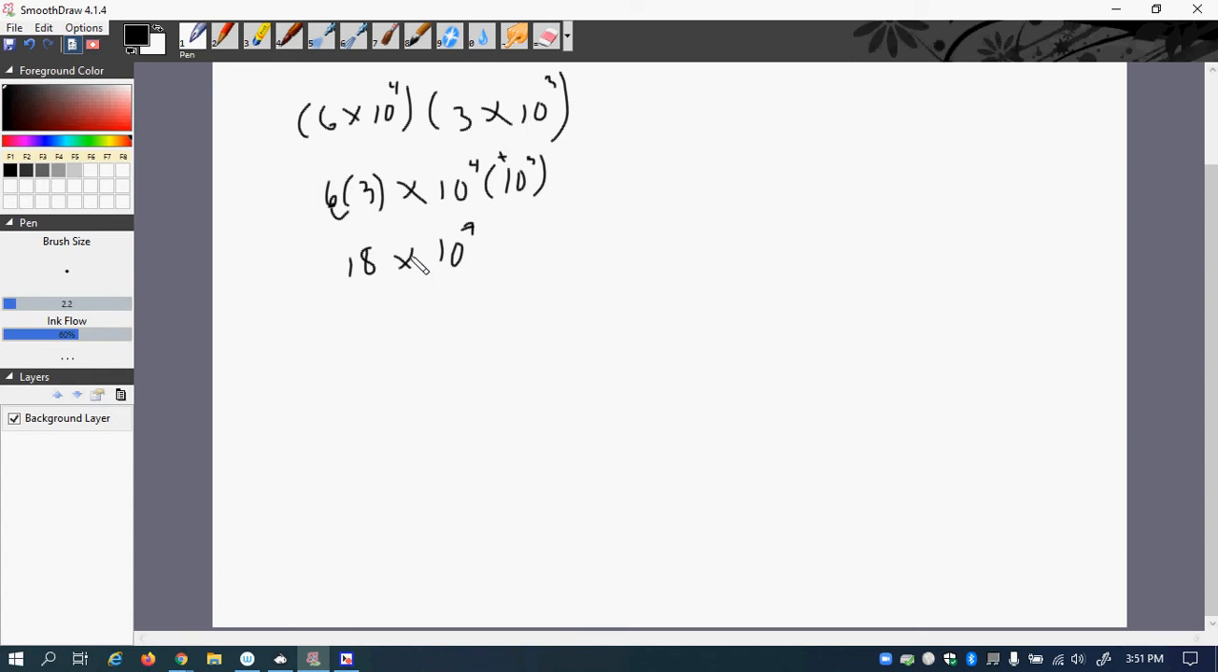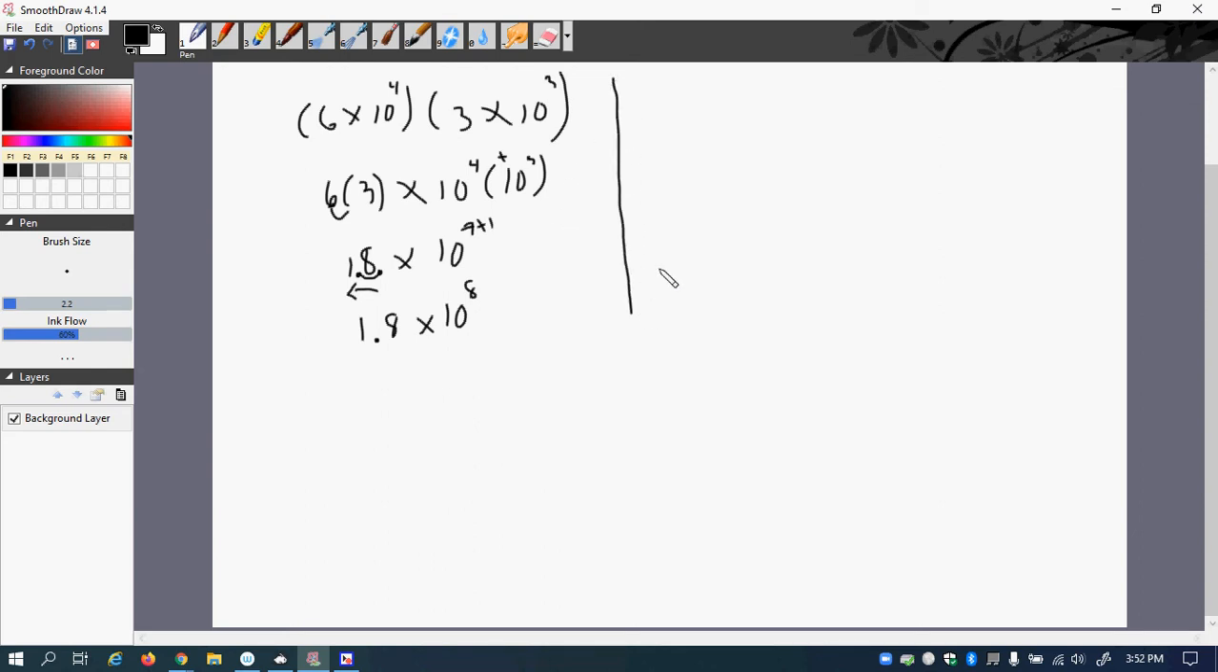But the problem is this is not scientific because normally the decimal point is right behind the 1. But right now the decimal's here. So we need to move the decimal to this location. And so we're actually making the number, when we go in this direction, smaller, which means we need to add 1 to this power. So our final answer is 1.8 times 10 to the 8th. And that's how you solve this particular problem for multiplication.